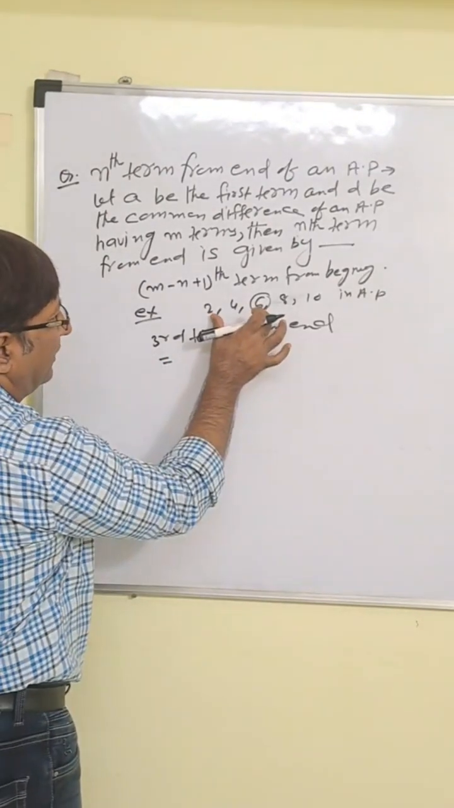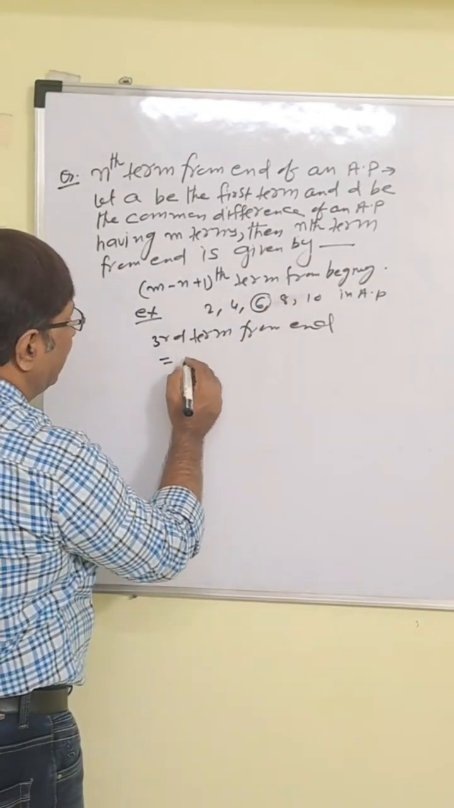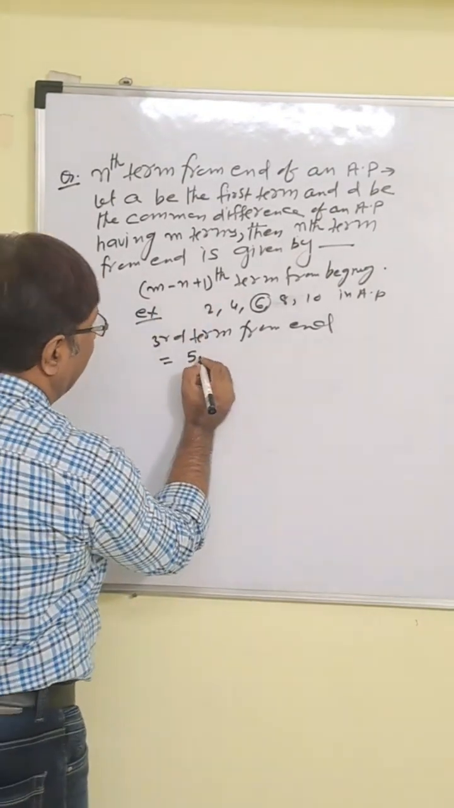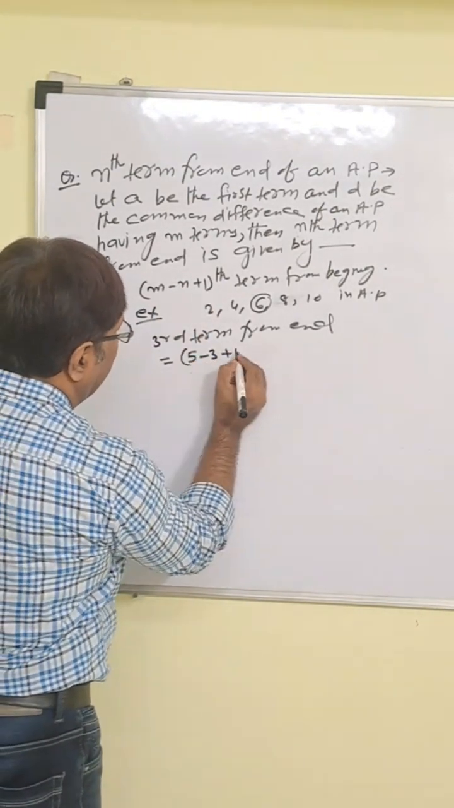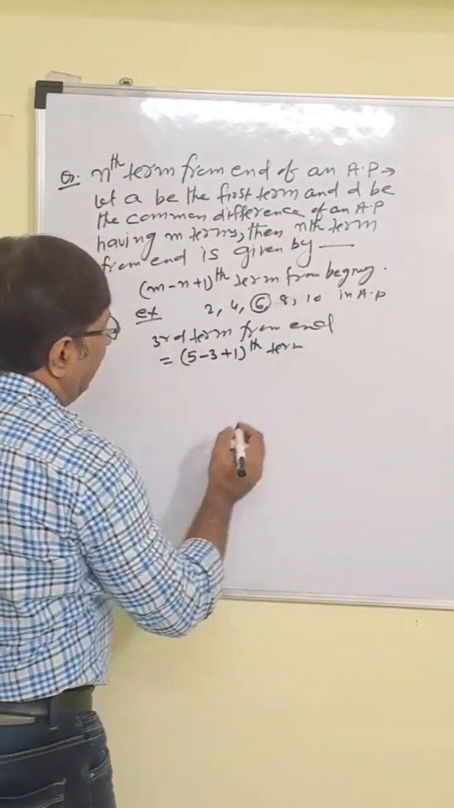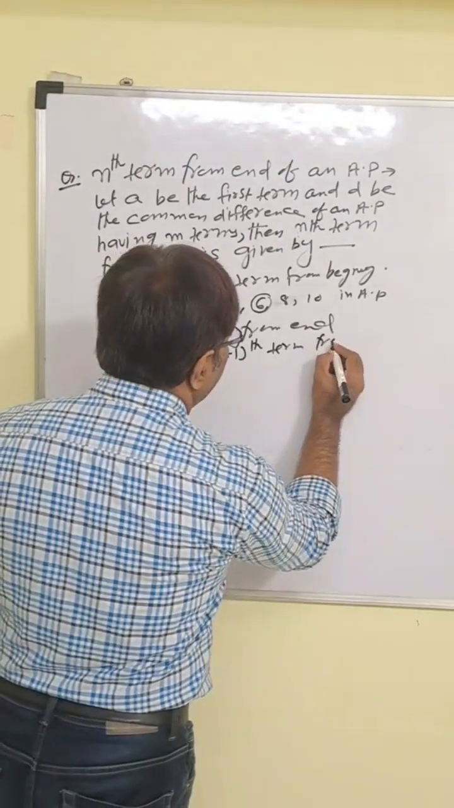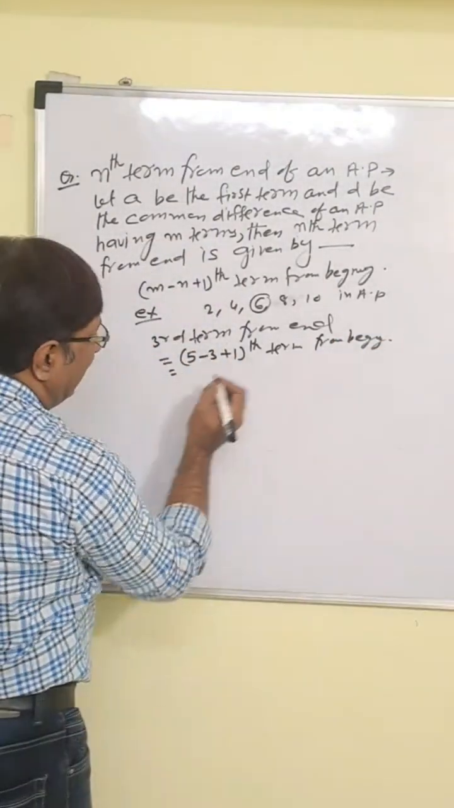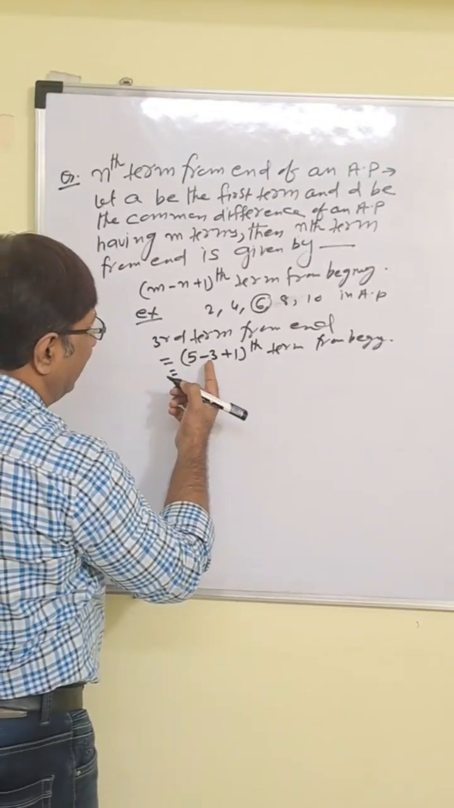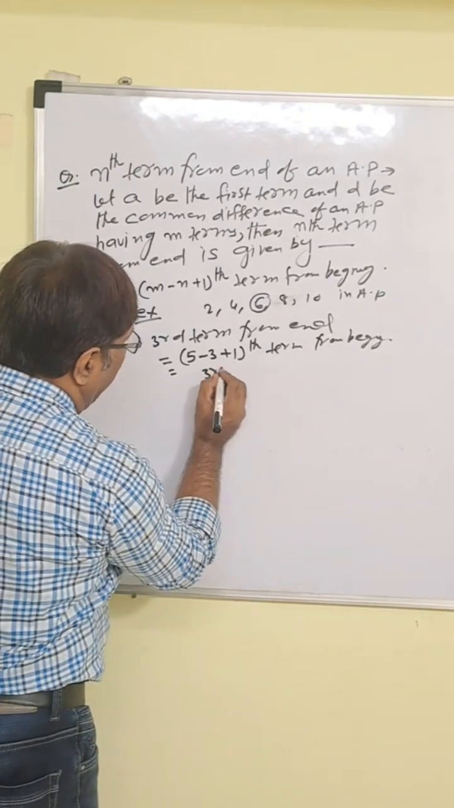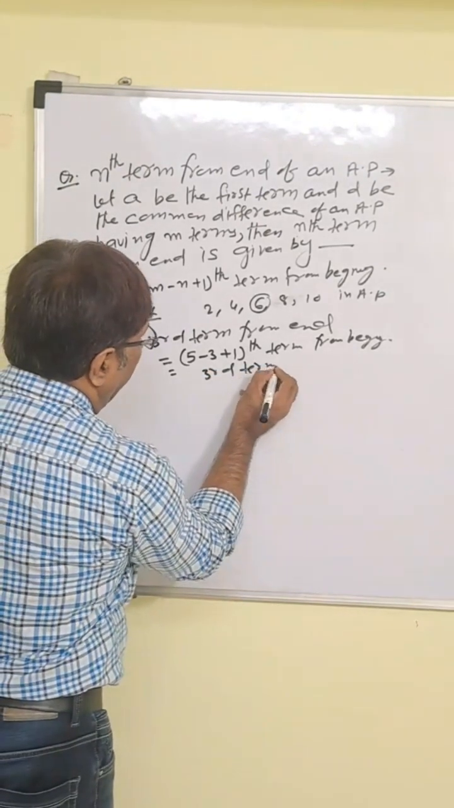So what is the total number of terms? 5. So m is 5 here, and we have to find the third term, so n is 3. So it is the 5 minus 3 plus 1th term from the beginning. Right? So you know 5 minus 3 is 2, plus 1 is 3. So this is the third term from the beginning.